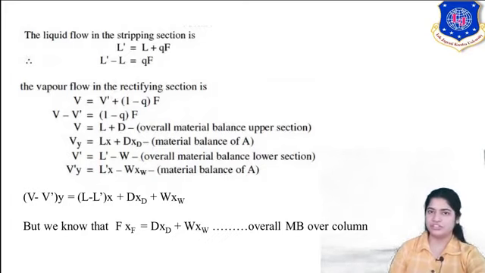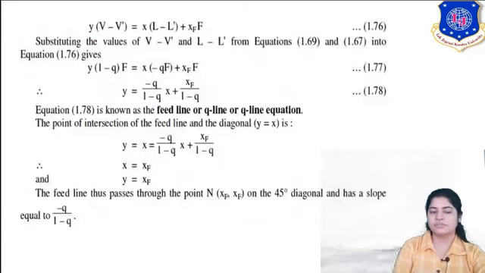This is the final relationship which you obtain from the equations of stripping section and rectifying section. But the overall material balance over the column is F xF is equal to D xD plus W xW. So substituting the value of V minus V bar and L minus L bar, you get the following equation. And so the final equation is Y is equal to minus q upon 1 minus q x plus xF upon 1 minus q. So this is the equation of your feed line. It is also called as Q-line equation.